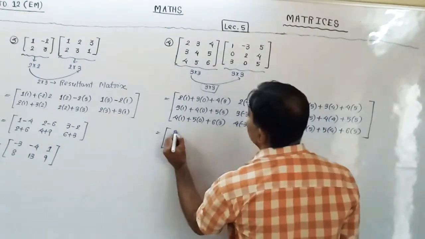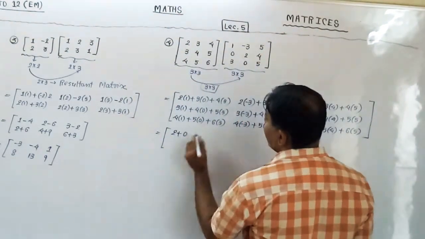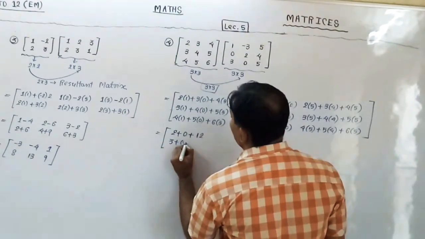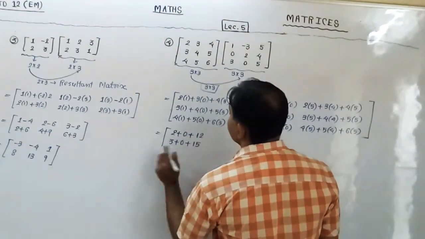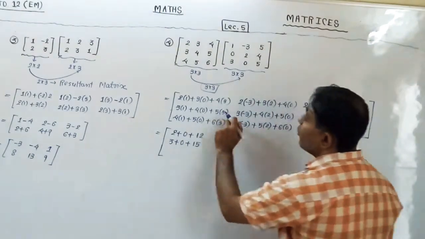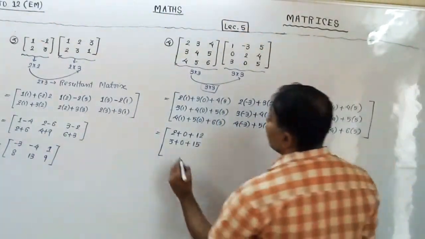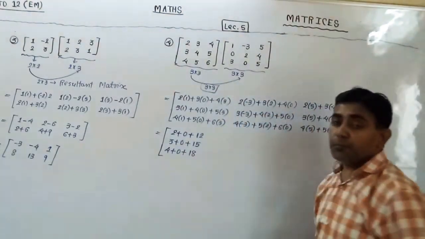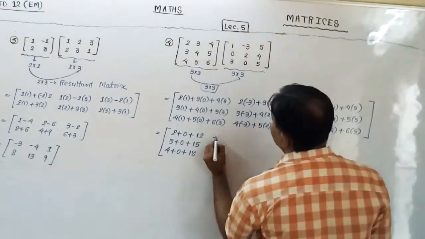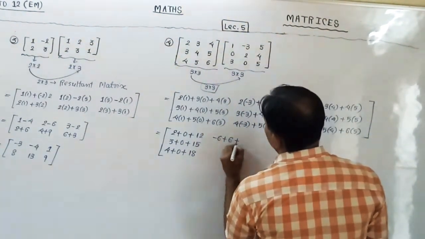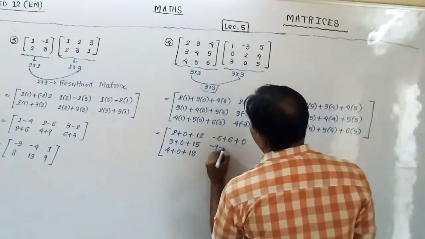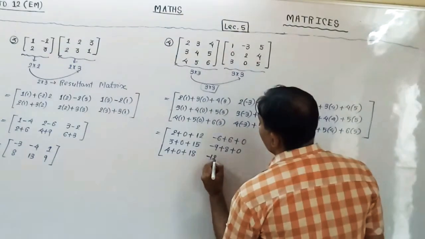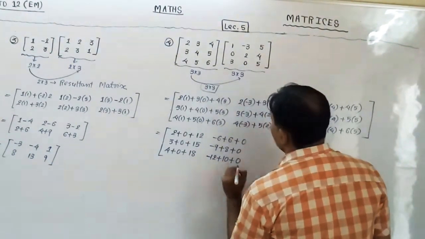What is this? 2 plus 0 plus 4 3s are 12. 3 plus 0 plus 15. Then 4 plus 0 plus 18. And then here, minus 6 plus 6 plus 0, minus 9 plus 8 plus 0, and minus 12 plus 10 plus 0.